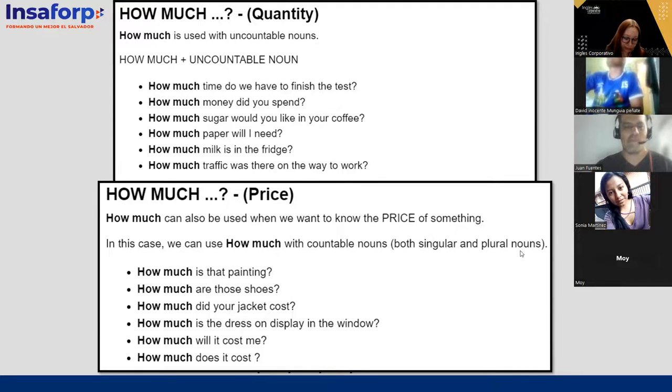Son las 9:34. A partir de las 35 tenemos 10 minutos. Pueden ingresar ahorita a las salas.